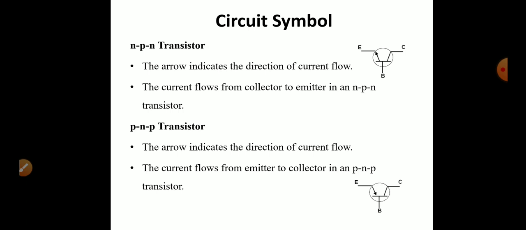In an NPN transistor, the arrow is directed from base to emitter. That means the arrow is directed outward. While in a PNP transistor, the arrow points from emitter to base. That means it points to the inside of the transistor. In an NPN transistor, the current flows from collector to emitter, while in a PNP transistor, the current flows from emitter to collector.